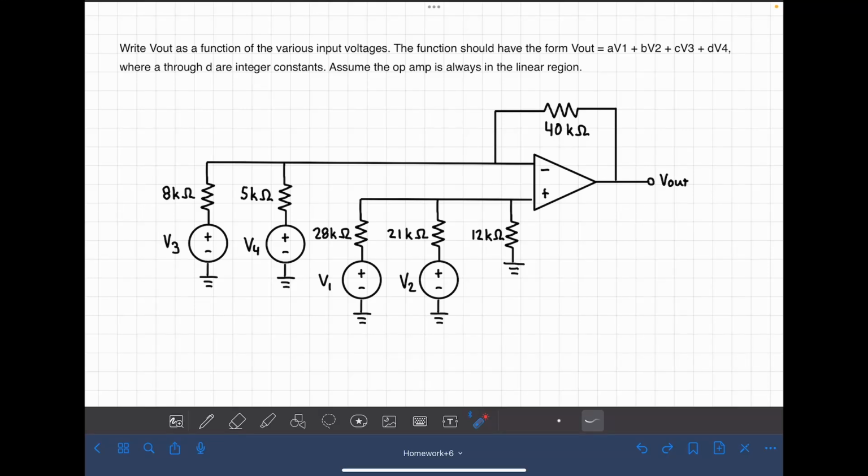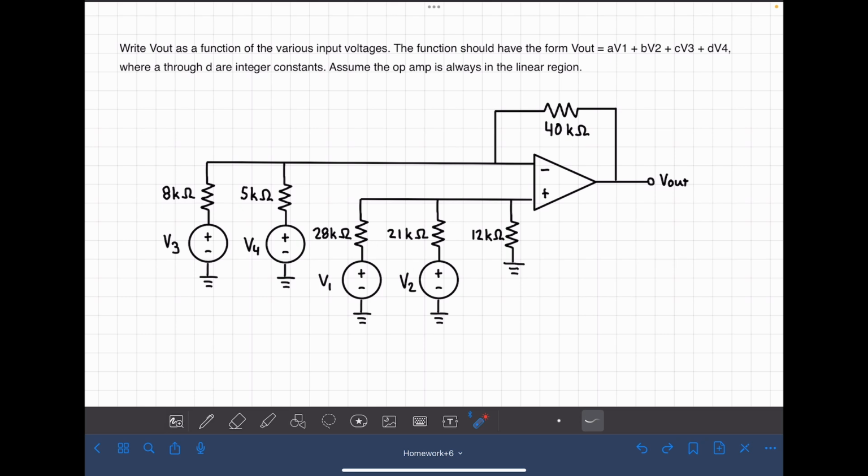Alrighty, so sum and difference amplifiers are a special type of op-amp circuit which allow you to take multiple inputs and output any linear combination of those inputs. A linear combination is just a scalar multiplier. Each of these inputs has a scalar multiplier. This can be positive or negative, and then they're all being summed up to get your output.